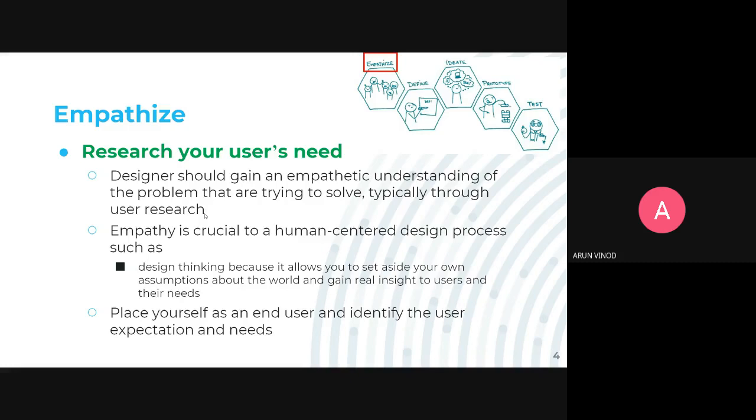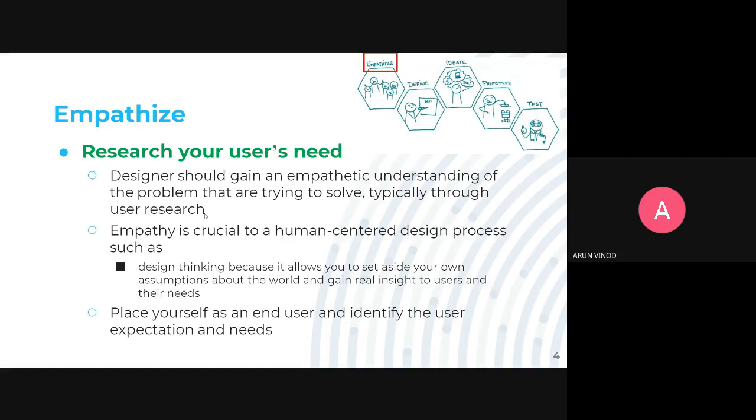So this is what you call the empathize stage, right? You have to understand the actual problem of the users. You have to identify the actual problem. That is why empathy is crucial to a human-centered design process. You don't know what kind of problem the particular user is facing. You may be assuming something, and the user may be assuming something else. So you have to clearly understand the user's problem, and then you have to list out the problems.